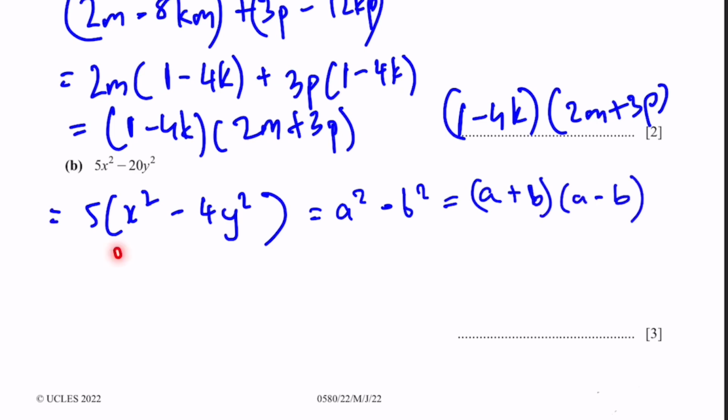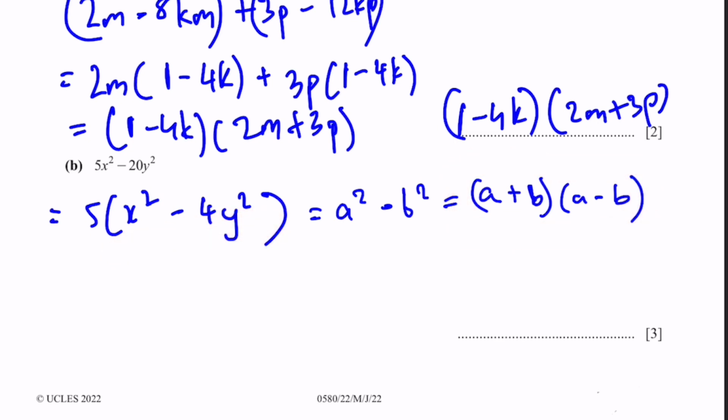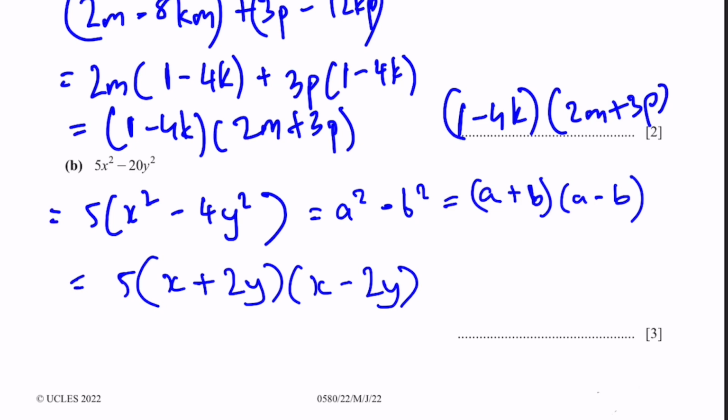Now we can write this also in the form of this. So that will be equal to 5 into what's a? That's x. What's b? 2y. A plus b into a minus b, so x minus 2y as well. That's the answer. We can simply write it down over here.